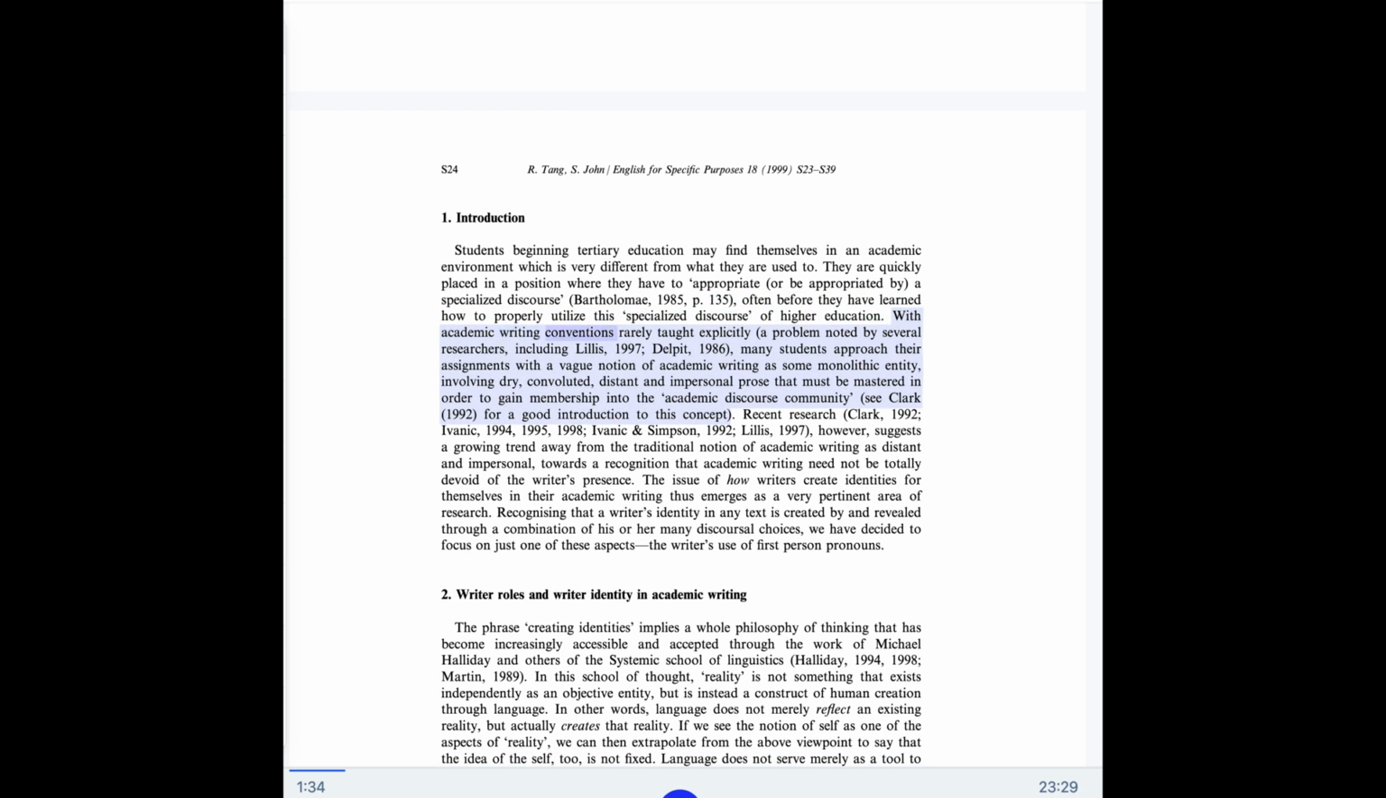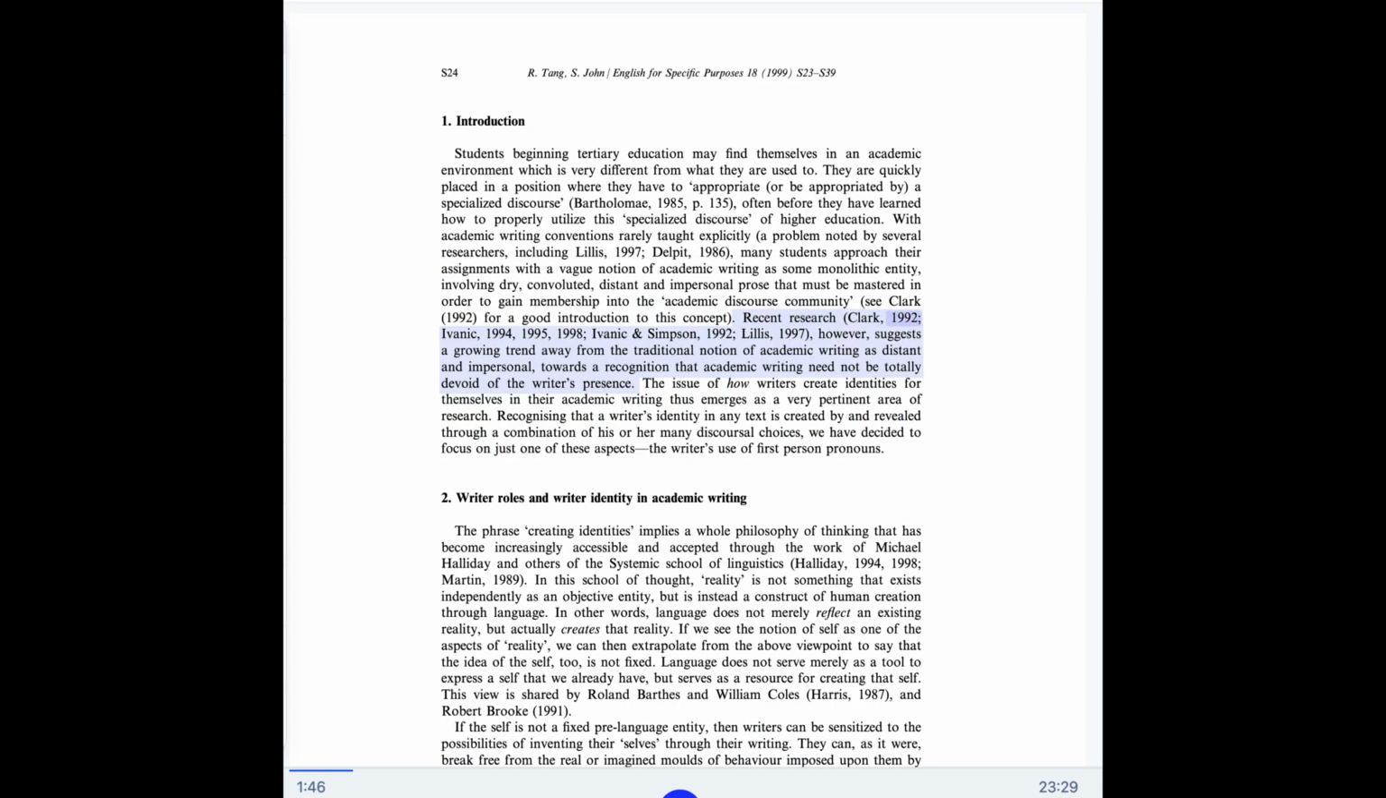With academic writing conventions rarely taught explicitly, a problem noted by several researchers, including Lillis, 1987, and Delpit, 1986, many students approach their assignments with a vague notion of academic writing as a monolithic entity involving dry, convoluted, distant, and impersonal prose that must be mastered in order to gain membership into the academic discourse community. See Clark, 1982, for a good introduction to this concept.